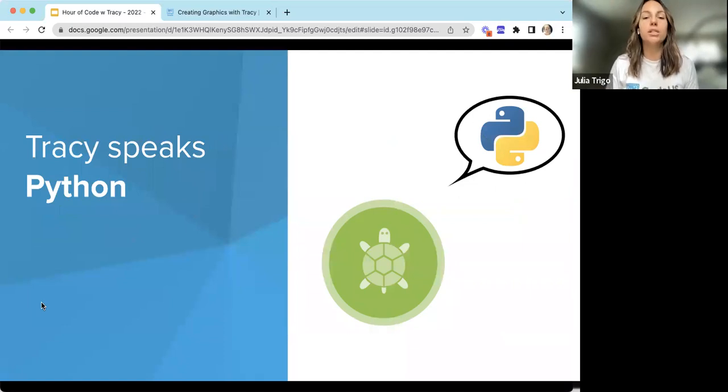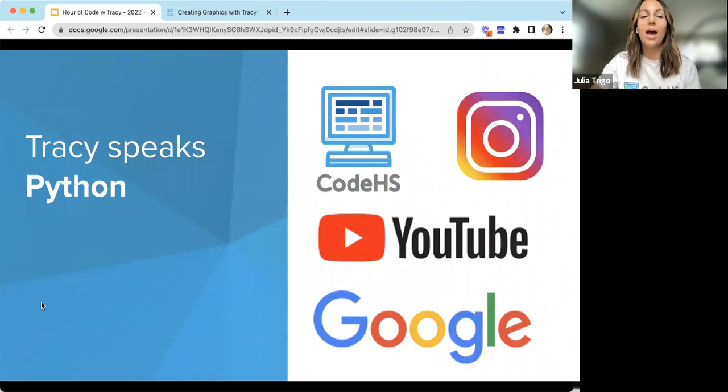So if we want Tracy to draw a letter T, we can't just say, hey, Tracy, draw a letter T, the way that maybe you could tell your friend and they would understand what you're saying, right? But Tracy doesn't understand that language. She only understands Python. And a really awesome thing is that Python is used, you heard Rayoshi, she said she uses Python in her career now. Our website uses Python, Instagram, YouTube, Google, all of these organizations are using this language that we're going to start learning today.